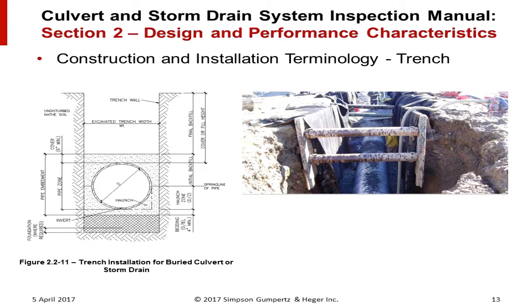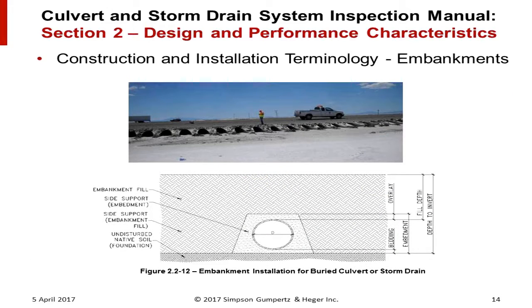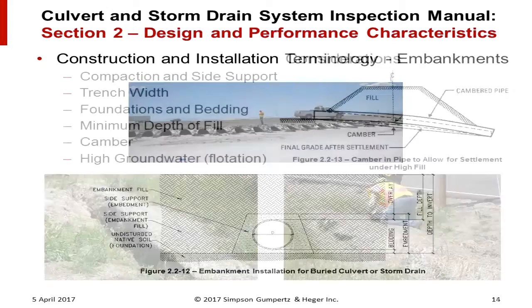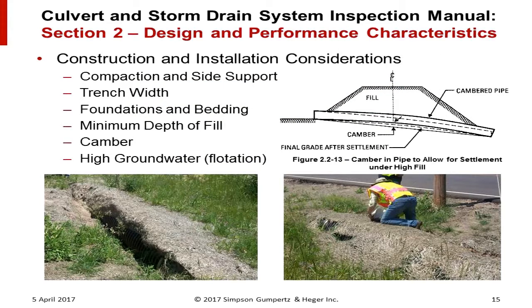Construction and installation terminology, we're including some background on the construction and how that might relate to some of the distress in the culverts. We're also talking about some of the considerations that may not be obvious during the inspection process, but were accounted for in the construction and installation. Some of those include compaction of the side fill, foundation embedding, the width of the trench, camber in the structure itself, and high groundwater.